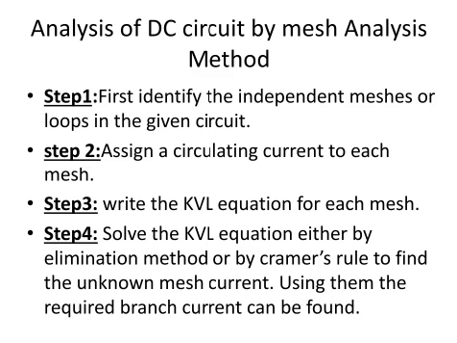Analysis of a DC circuit by the mesh analysis method. Step 1. Identify the independent meshes or loops in the given network. Step 2. Assign a circulating current to each mesh. Step 3. Write the KVL equation for each mesh. Step 4. Solve the KVL equations either by the elimination method or by Cramer's rule to find the unknown mesh currents. Using them, we can find the different branch currents.